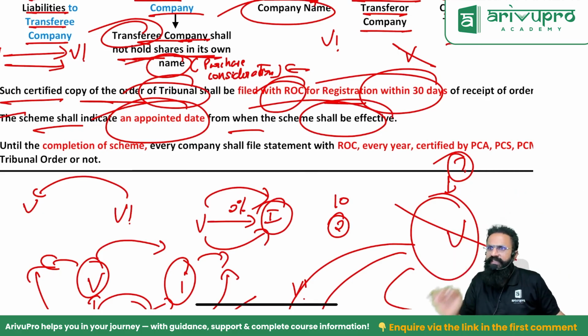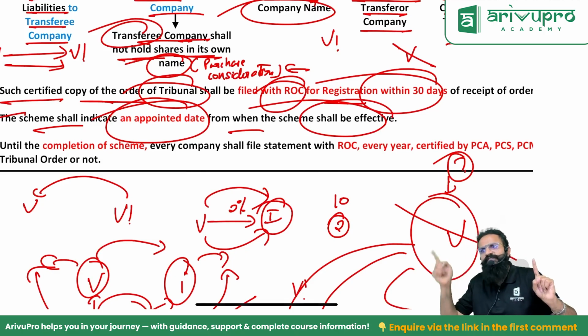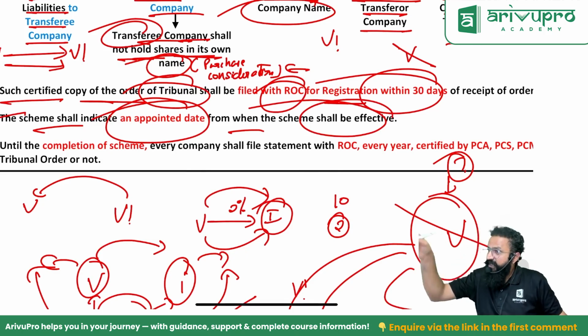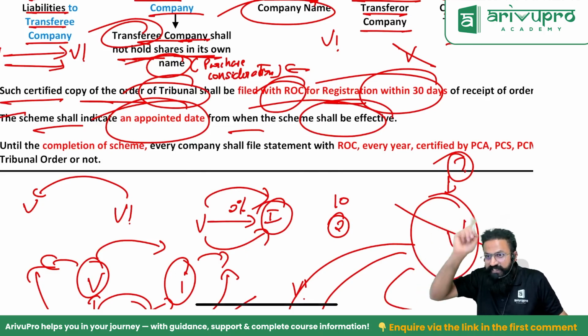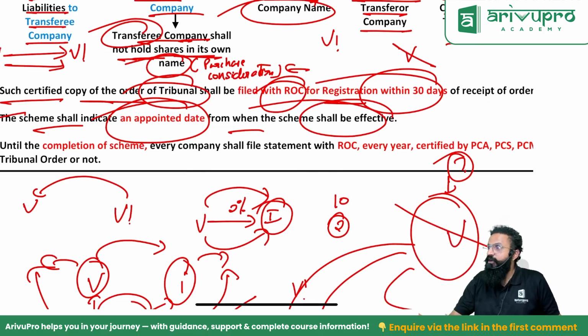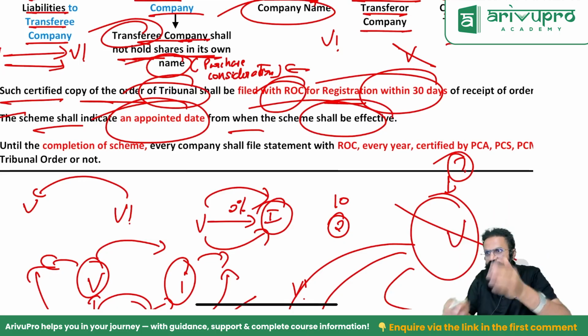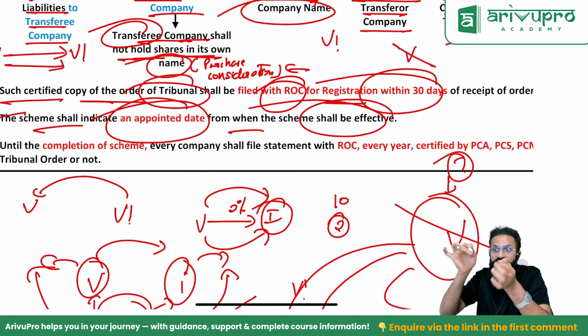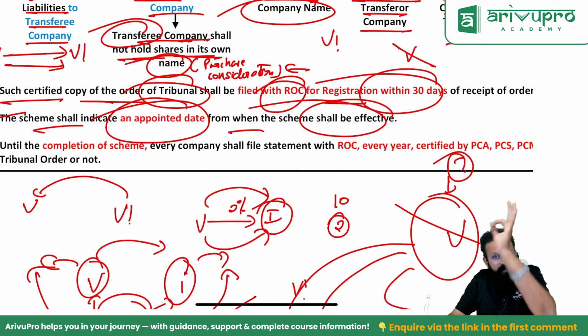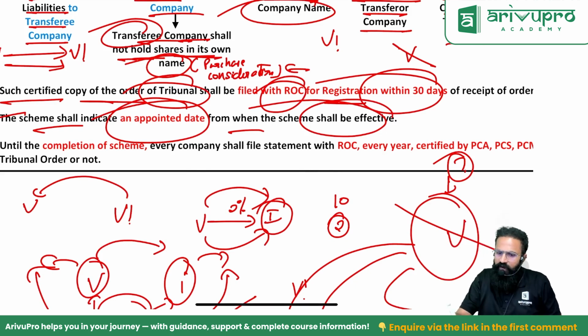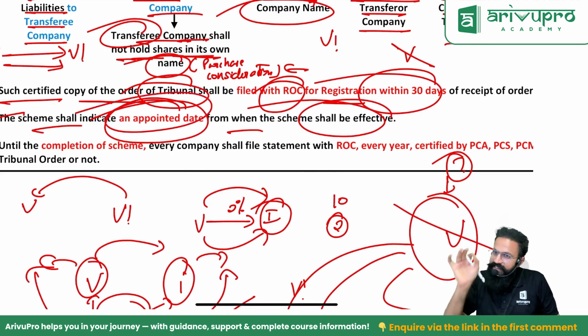Meaning, in the scheme we have written that the effective date or the appointed date is 1st January 2026. The scheme was approved by NCLT on 31st March 26. The effective date of the scheme will still be 1st January 2026 only, not the day the tribunal passed an order. Whatever you have given as an appointed date, meaning effective date, in your scheme, that will be the effective date from which that scheme will be considered as effective. Clear? That is only called the appointed date, which will be mentioned in your scheme documents.